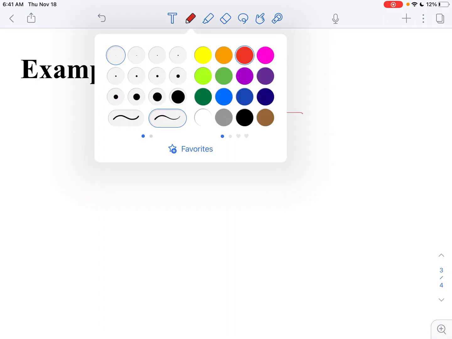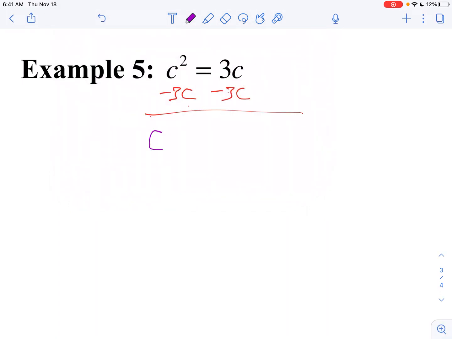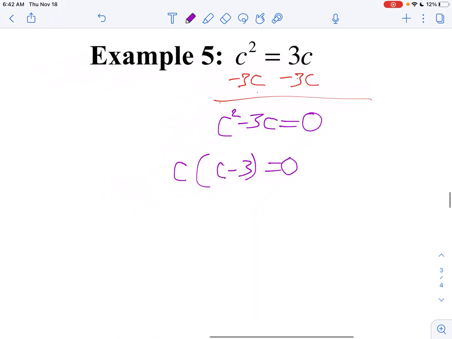So then we get c squared minus 3c equals 0. Now, let's factor the left side. Notice there's a c in both terms. So I'm going to go c parentheses c minus 3 equals 0. Now you've got the zero product property. I have two things multiplied together that give me 0. So I'm going to say c equals 0. Oh, that works out nice because for your first term, you're done.